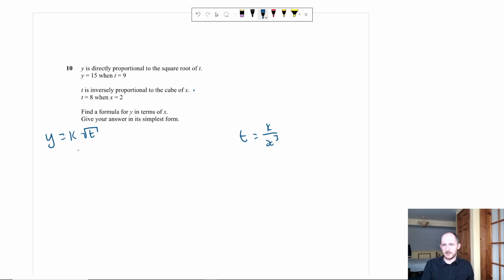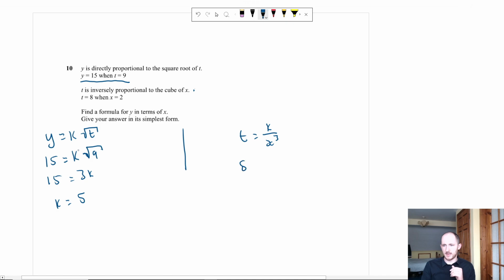So if I split my page in two, it says when y equals 15, t is equal to 9. So we can write 15 is equal to k times the square root of 9. So that's 15 is equal to 3k. So then k is equal to 5. Sorry, just 5, yeah. 15 over 3, which is 5. Do the same thing on the other side. So t is equal to k over 2 cubed. So 8 is just going to be equal to k over 8, which means k is equal to 64. Okay?